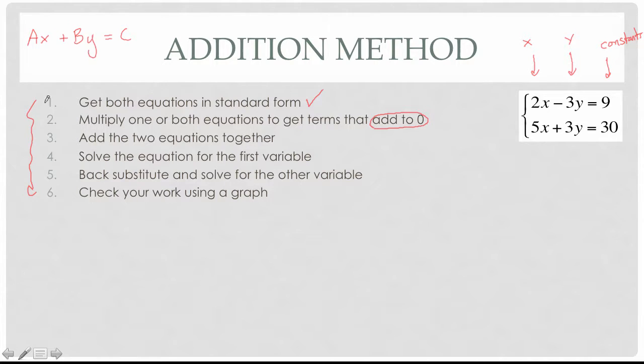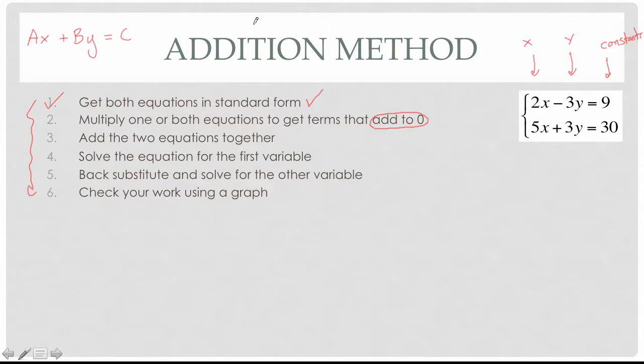So step 1 is done. All right, now step 2 may or may not need to happen. We'll go over some examples, but I need to make sure one or both equations, when I add them together, I have two terms that add to 0. So what we mean by that is we're using the addition method, right?